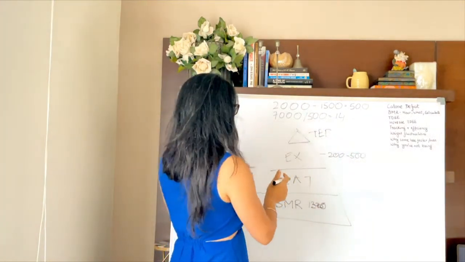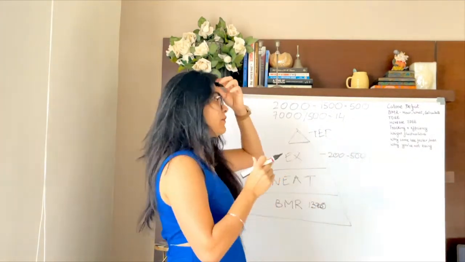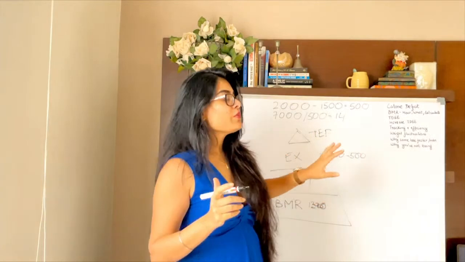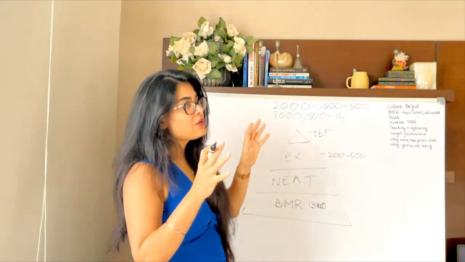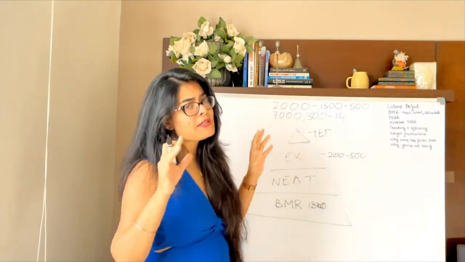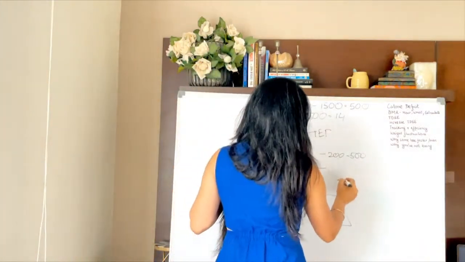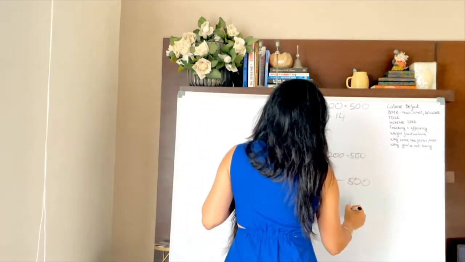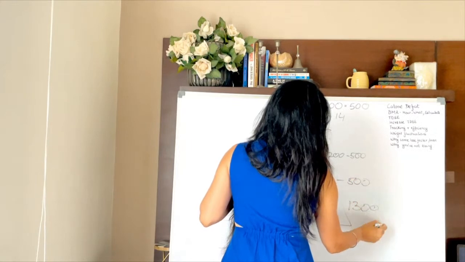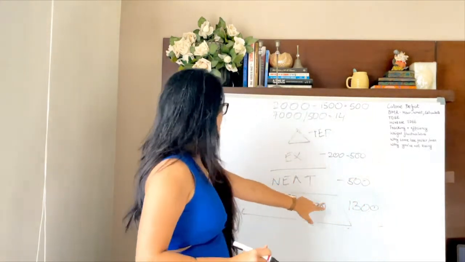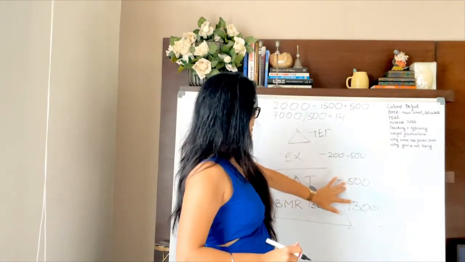But there is no way to know how much household chores you did, so we track it by steps. Around 10,000 steps is about 500 calories on average. So if mine is 1300 for my BMR, plus 500 from here, that's 1800.